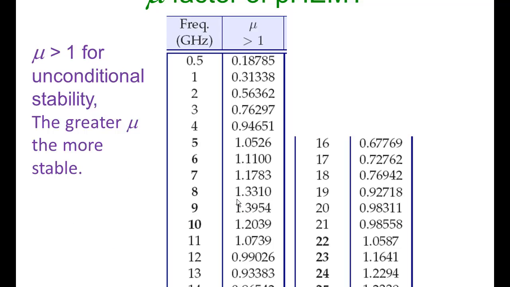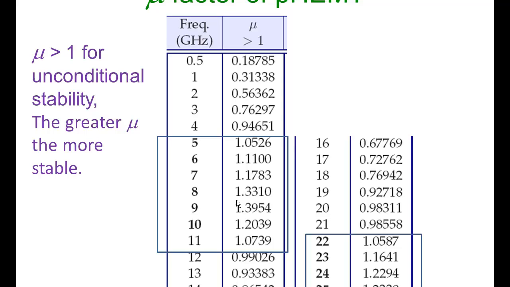So let's look at determination of the mu factor for our field effect transistor. We want mu greater than 1 for unconditional stability, and the greater mu is, the more stable our design. Again we see that our stable region is between 5 and 11 gigahertz and at 22 gigahertz and above. This is exactly what we saw with the K factor. The big difference is that we only have one factor to consider now, and the relative level of mu tells us how stable our design is going to be.